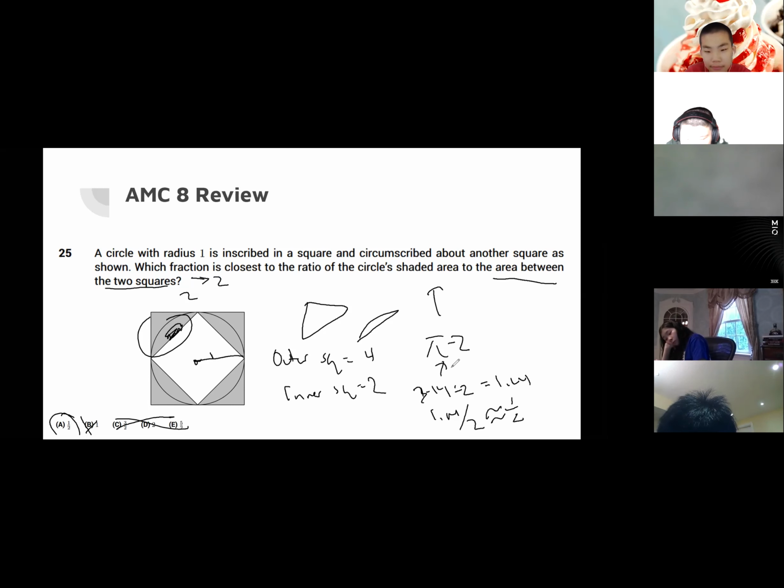Someone said I did it and got about 1/4. Can you elaborate on what exactly you did? It's possible that you miscalculated the area of the inner square, and in that case, you would get something that is closer to that.